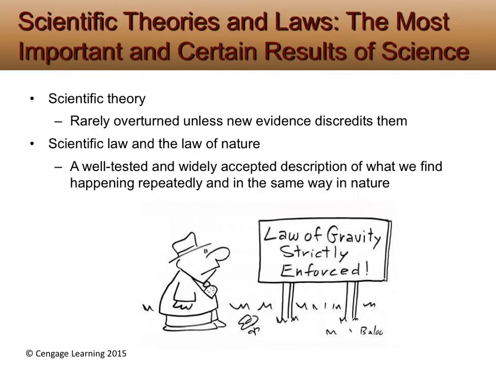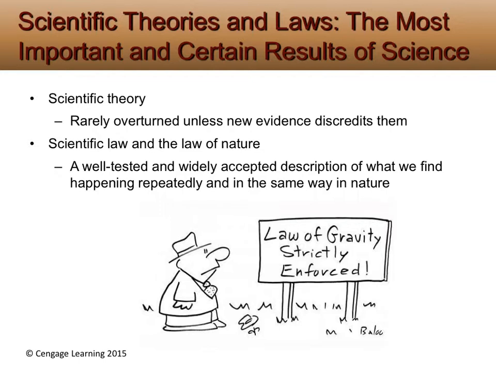A theory, rather, is rarely overturned unless new evidence discredits it. A theory is based on scientific fact. The theory of dinosaurs: we know they were dinosaurs. We found fossil evidence of dinosaurs. Scientific law, excuse me, it's even a further step up.